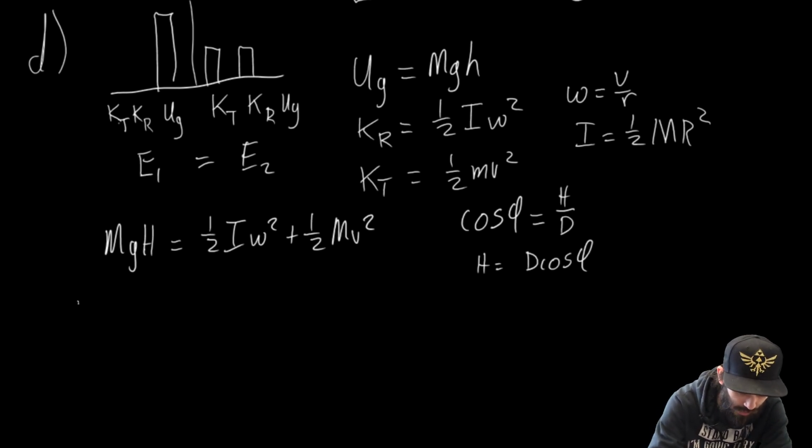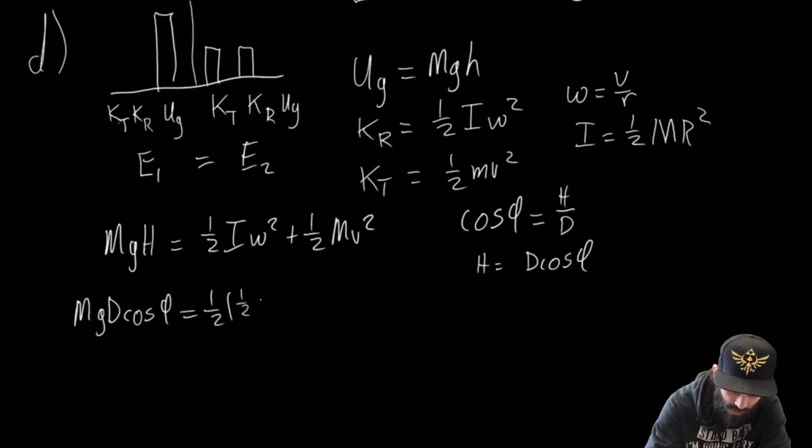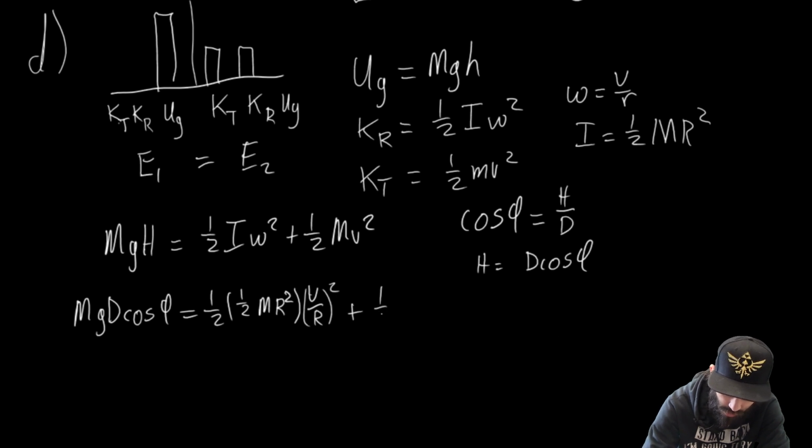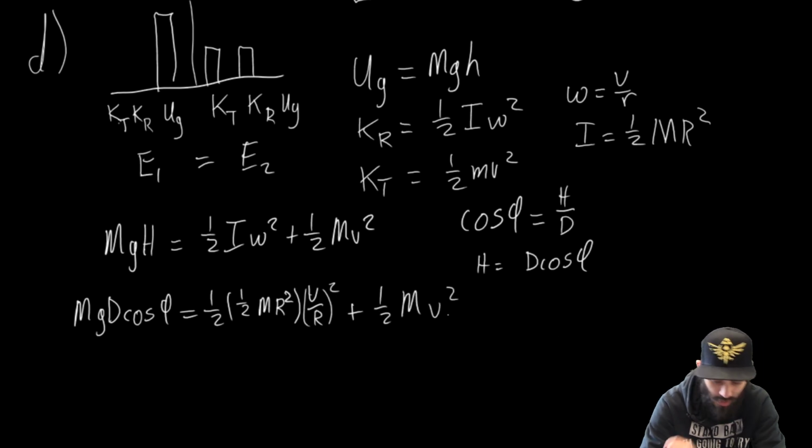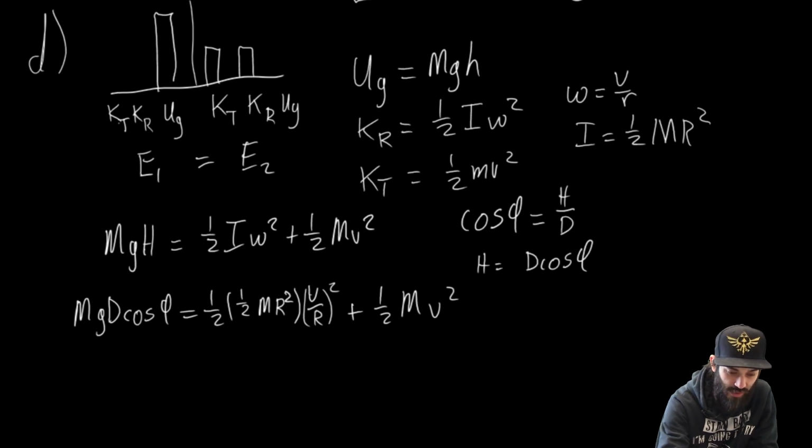So we have capital M g times h, which is going to be d cosine of phi, is equal to 1/2 times I, which is going to be 1/2 capital M r squared, times omega squared, which is going to be v divided by r quantity squared, plus 1/2 capital M v squared. So the first thing that we can see here is we have an m that's common to all of the terms. We can cancel that. Let's get rid of our m. We also see that this r here is going to cancel this r. So let's cancel that. So let's write our next step now.